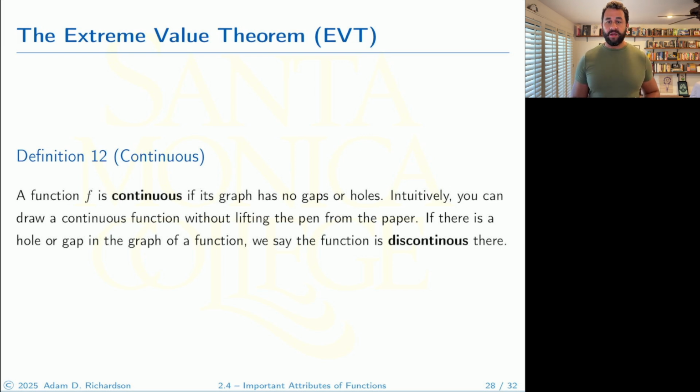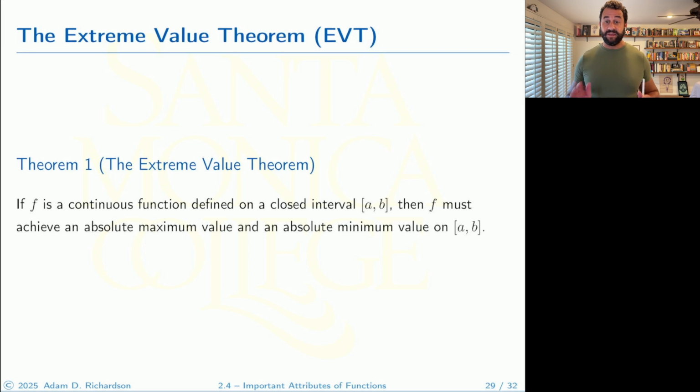Now that we have that, we can finally give and state the extreme value theorem. So here it is. If f is a continuous function defined on a closed interval, a to b, then f must achieve an absolute maximum value and it must achieve an absolute minimum value on that interval.